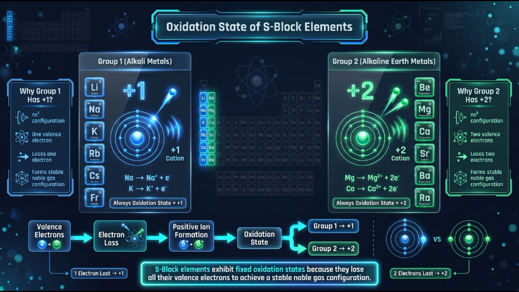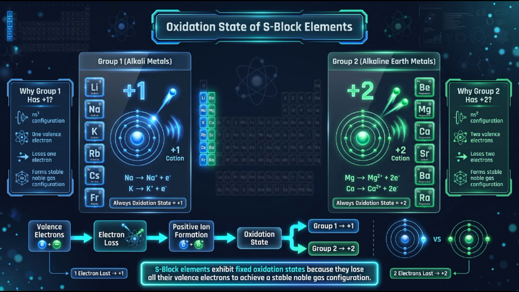The fixed oxidation states are also responsible for the formation of predictable ionic compounds. Since the charges are always known, chemical formulas can easily be written. For example, sodium oxide, Na2O: 2 sodium ions combine with 1 oxide ion to produce a neutral compound. Magnesium chloride, MgCl2: 1 magnesium ion combines with 2 chloride ions to produce a neutral compound. The balancing of ionic charges directly depends on the oxidation states of the participating ions.